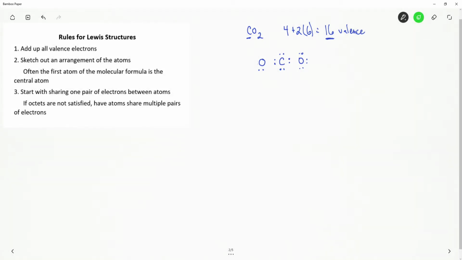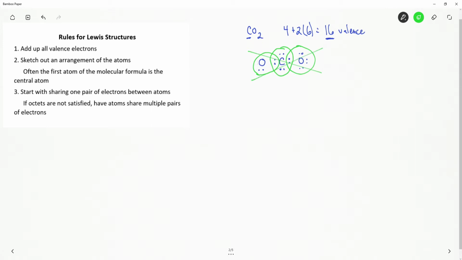Okay, let me change colors. And let's see if everybody's octet is satisfied. And I think you know where I'm going with this. Okay, so this carbon here, yes, has 8 valence electrons. It's fine. This oxygen also 8 valence electrons. It's fine. This oxygen, however, only has 4 valence electrons. Its octet is not satisfied. This is not a valid Lewis structure.